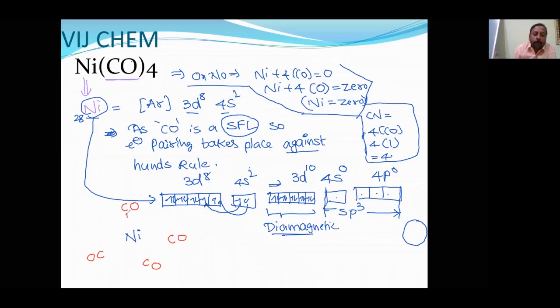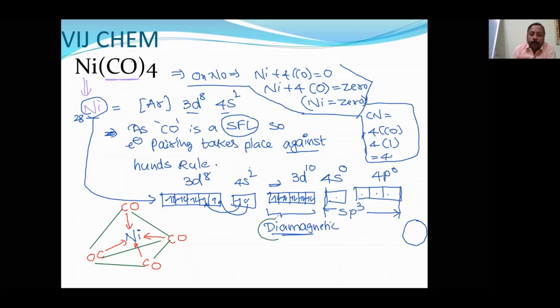Each CO will donate a lone pair to the nickel. So when I join all of them, again which shape is it going to be? Tetrahedral only. See, you yourself should ask what the differences are.